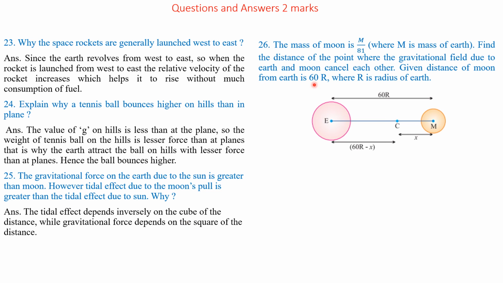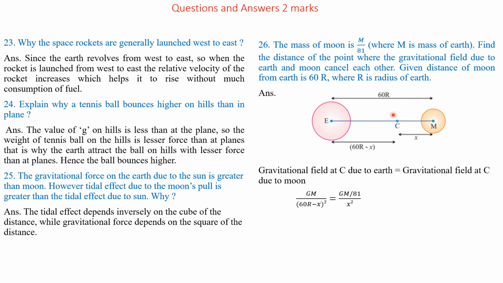Next question. The mass of Moon is M by 81, where M is the mass of Earth. Find the distance of the point where gravitational field due to Earth and Moon cancel each other, that is, they are equal. Given that the distance of the Moon from the Earth is 60 times R, where R is the radius of the Earth. Answer.